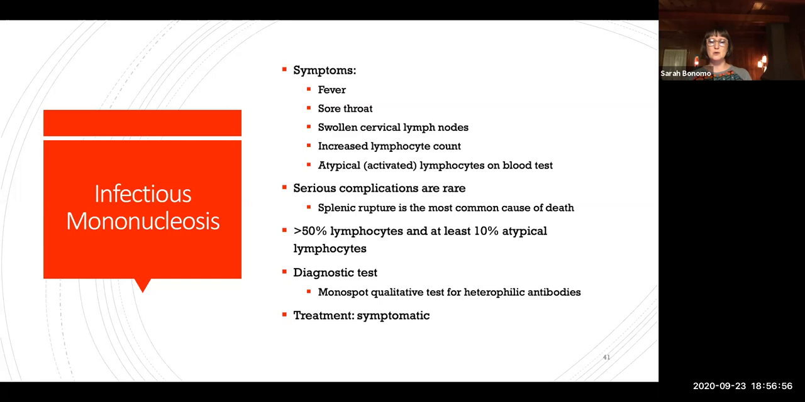You've got to have for diagnosis greater than 50% lymphocytes and at least 10% atypical lymphocytes on a blood test. For diagnosis, the monospot qualitative test is the gold standard. And like I said before, the treatment really is just symptom management. So if you have a fever, take some Tylenol. If you have a sore throat, gargle warm salt water, teas, soups, those kind of things. Rest as much as possible and stay away from other folks in terms of not spreading it. So usually these guys are off of school for a while because it does typically seem to hit the adolescent age group the most.